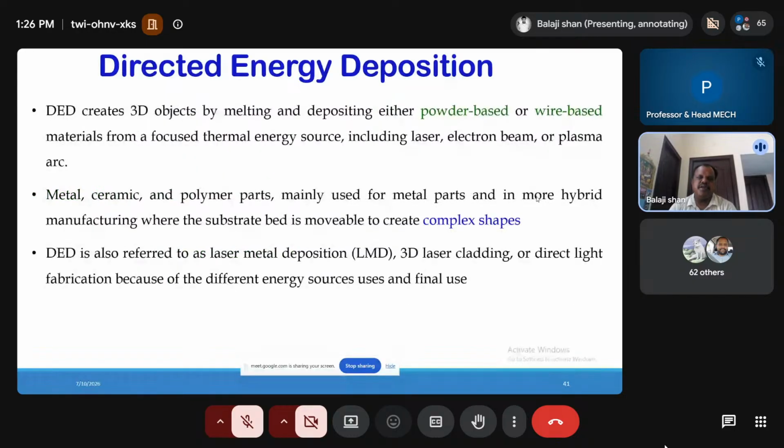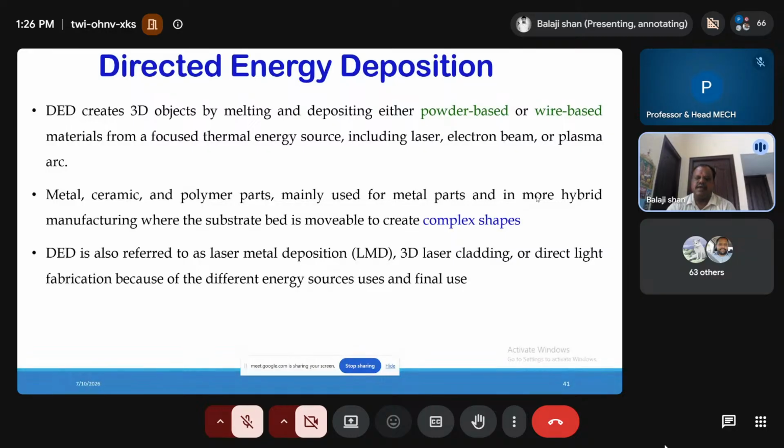So DED creates a 3D object by melting and depositing either powder-based or wire-based materials from a focused thermal energy source, including laser, electron beam, or plasma. Metal, ceramic, and polymer parts are used, mainly for metal parts and in hybrid manufacturing, where the substrate bed is movable to create complex shapes. DED is also referred to as laser metal deposition, 3D laser cladding, or direct light fabrication because of the different energy sources used.